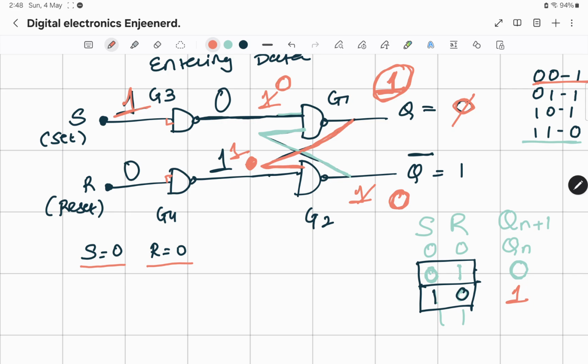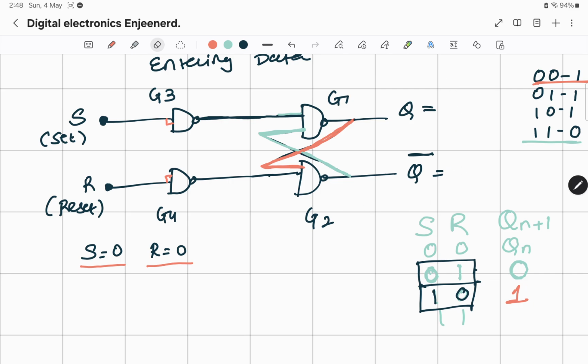Now let us see the last row where you have 1, 1. Again I will erase all the values to avoid any confusion. We can consider any state here. Say this is 1, this is 0. I am giving S as 1 and R as also 1. Both 1s will convert to 0, 0 because NAND is working as a NOT here.